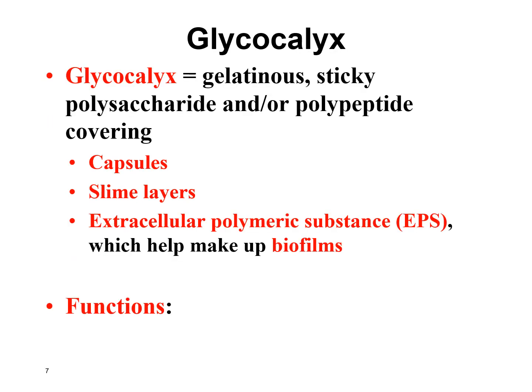The word glycocalyx: glyco refers to sugars, and calyx means covering. So the glycocalyx is a sugar coating on the outside of the cell wall of these bacterial cells, and it's going to be made out of polysaccharides. We have three different forms that we can see with this sugar covering. Some bacteria have capsules, some have slime layers, and many bacteria can form biofilms, which is actually part of their glycocalyx, called extracellular polymeric substance, or EPS.